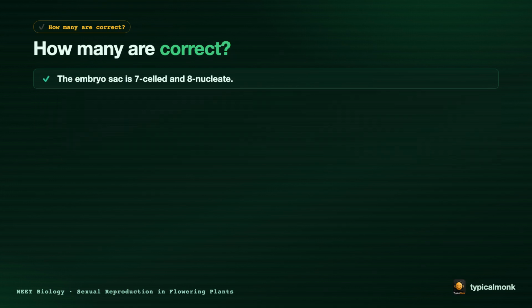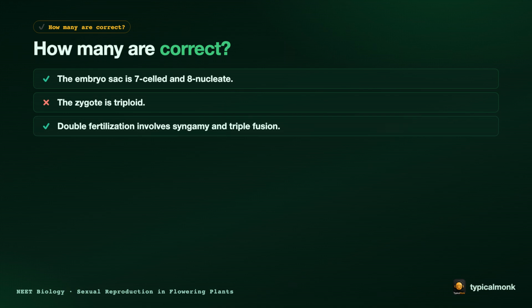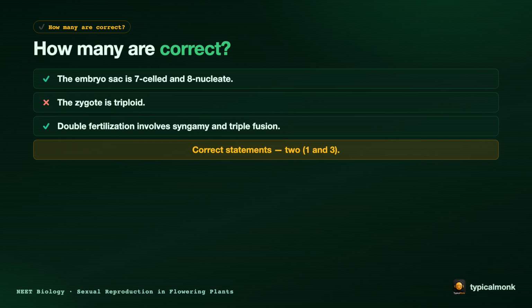Now the third drill. How many of these statements are correct? Check them one by one. First, the embryo sac is 7-celled and 8-nucleate. This is correct. Second, the zygote is triploid. This is wrong. Third, double fertilization involves syngamy and triple fusion. This is correct. So the correct statements, 2, that is, the first and the third.